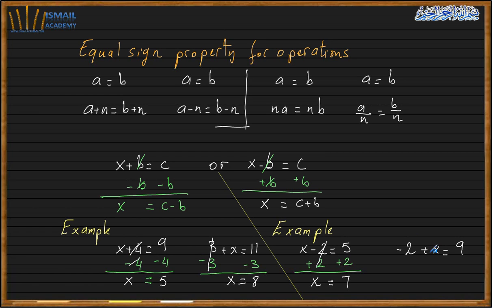Always, if it's negative, I use positive. So if it's minus, I add. If it's addition, it is x, and 7 minus 7 plus 2 is 11, and the equal sign stays.